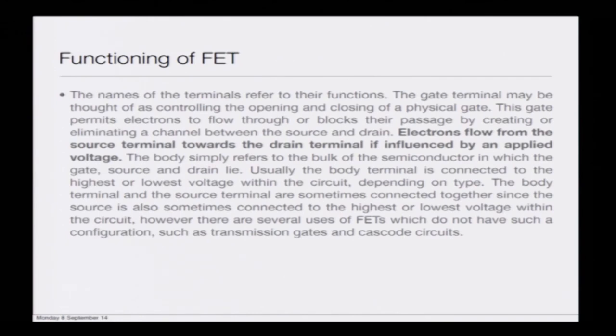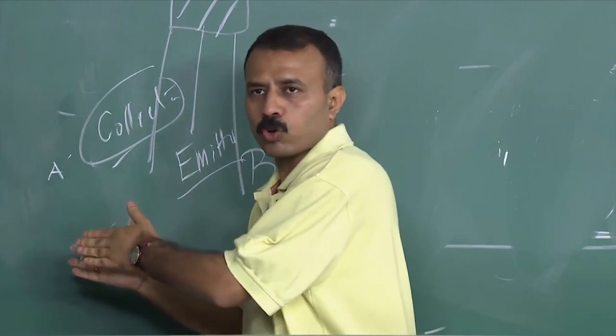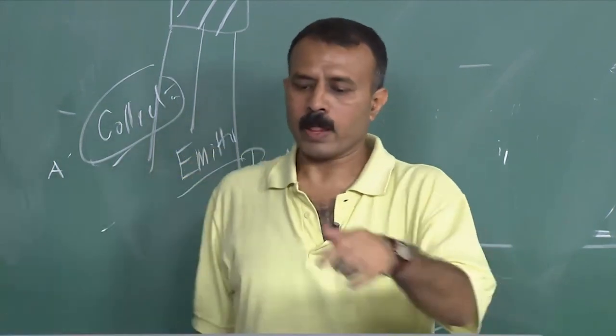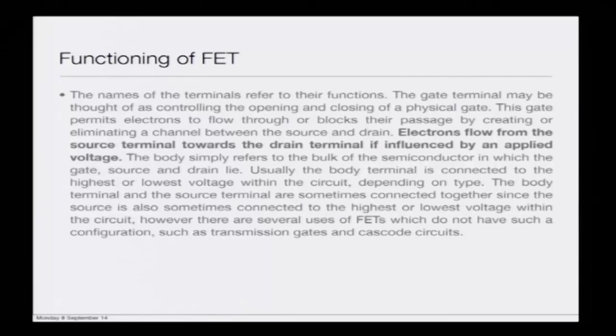So, its gate is basically, you open the gate, there is a flow of electron, you close the gate, the electron flow is being halted. Okay. Now, coming back to the slide, this gate permits electrons to flow through or blocks their passage by creating or eliminating a channel between the source and the drain.